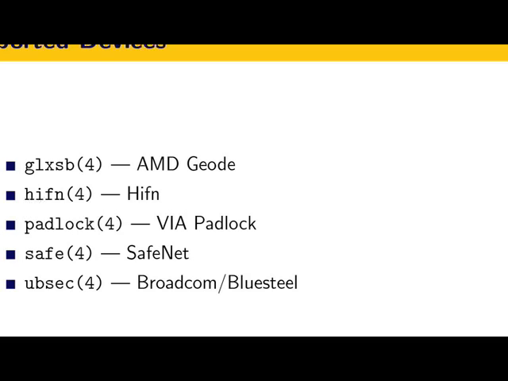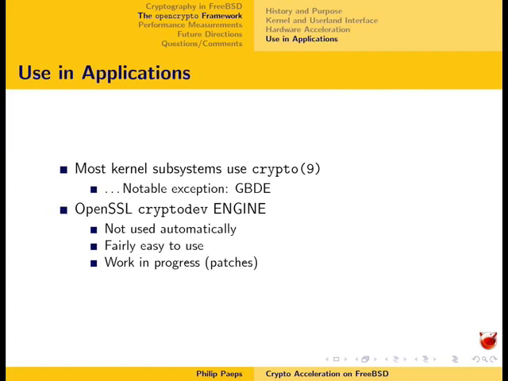Padlock is a bit like the Geode's device. It's found on VIA processors. And SafeNet, I have not seen any of their hardware in the wild, but it supposedly exists. And then there's ubsec, and that's found all over the place. There's many vendors which put Broadcom chips on their PCI cards and put their own brand on them. So if you find a crypto accelerator in the shop, you plug it in, you'll suddenly find, oh look, you have a Broadcom something crypto accelerator sitting in your system. These Broadcom drivers are surprisingly fast. They work really well in my experience.